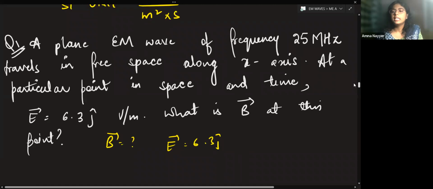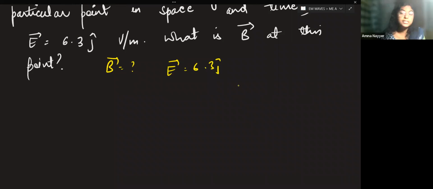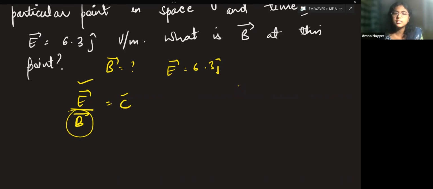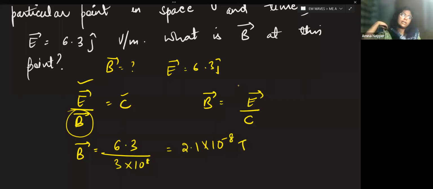Now, if you take the ratio of electric field and magnetic field, we had discussed this in the second property: the ratio of electric field and magnetic field gives you the speed of light. So this is known, only the magnetic field is unknown. Magnetic field will be electric field divided by the speed of light, which is 6.3 divided by 3 into 10 to the power 8, so 2.1 into 10 to the power minus 8 Tesla. This will be your magnetic field.